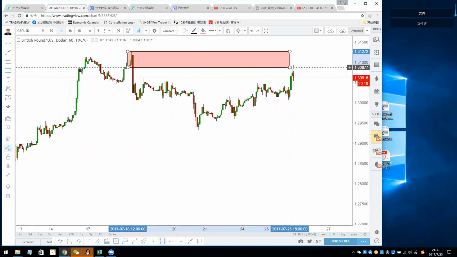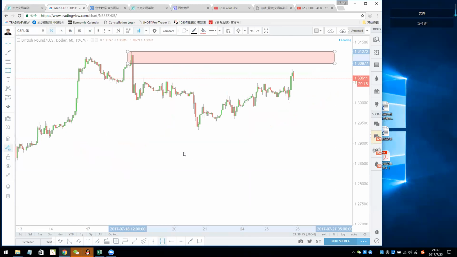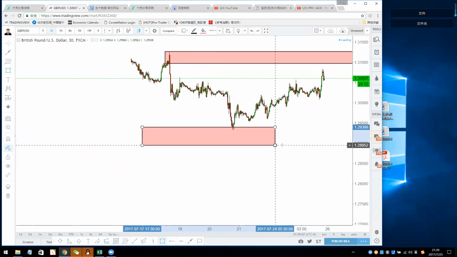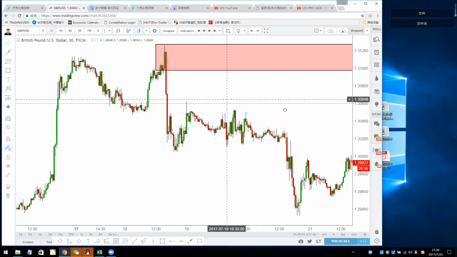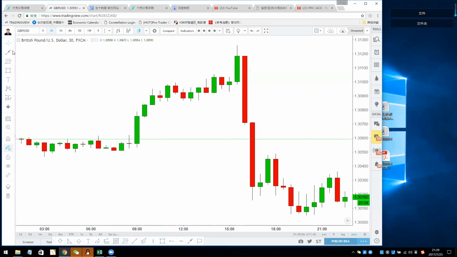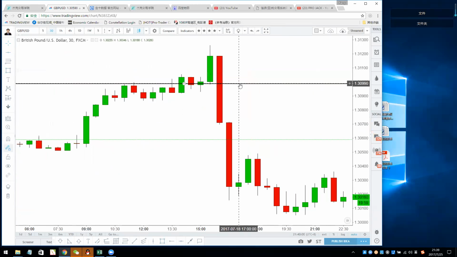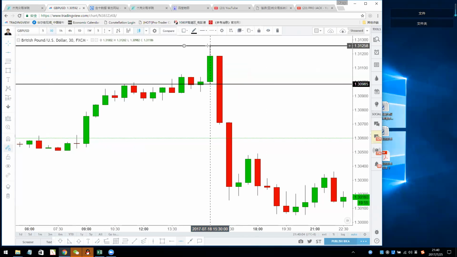The structure is there, about 1.31. If you go to the 30-minute chart, you will see it even clearer. You can see the origin of the bearish move is here, this candle. Let me just mark it for you. It's this candle, 1.3098.